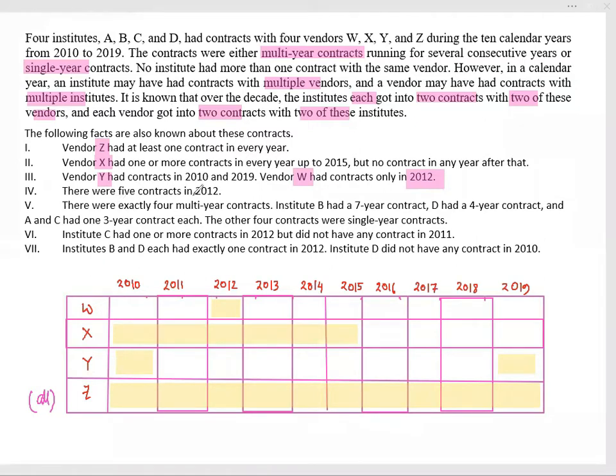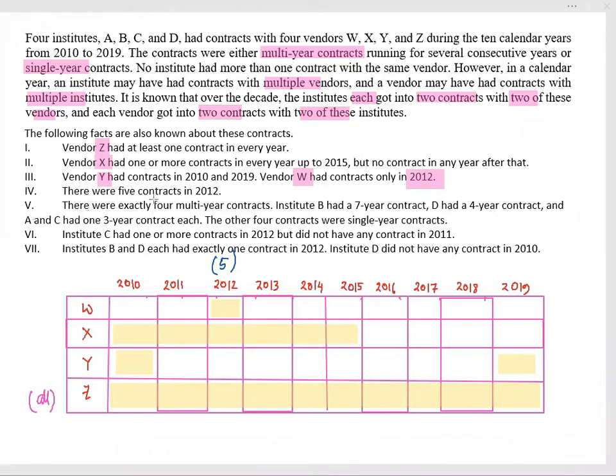There were 5 contracts in 2012. In 2012, I will be able to find 5 contracts. So these are 3 contracts I can see, and within these, 2 more I can find. Next point.